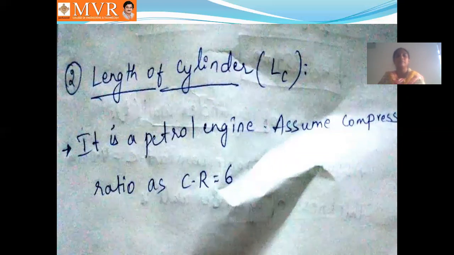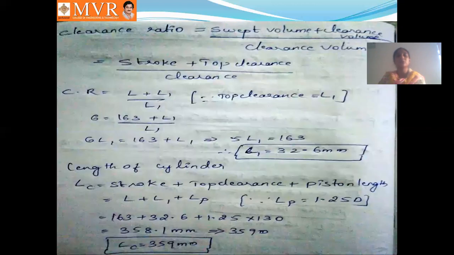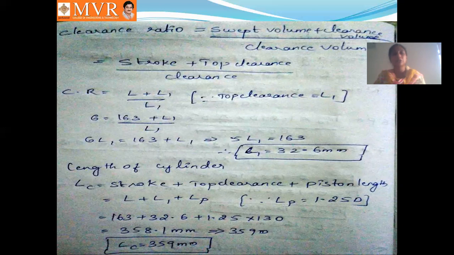Okay, L. Say it is a petrol engine. In the question, they have given a four-stroke petrol engine, which means assume the compression ratio as 6. This is available in the data book only. Assume the clearance ratio as 6. What is the formula for the clearance ratio? Clearance ratio is equal to swept volume plus clearance volume by clearance volume.